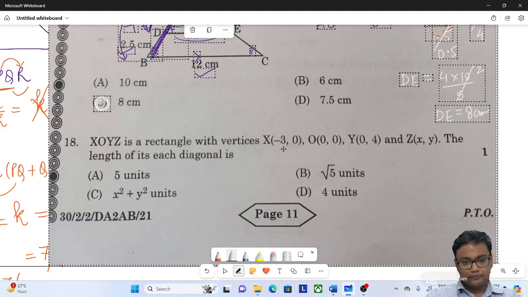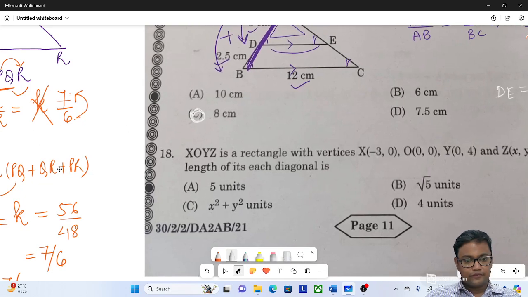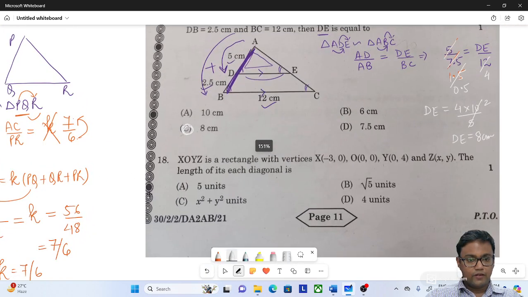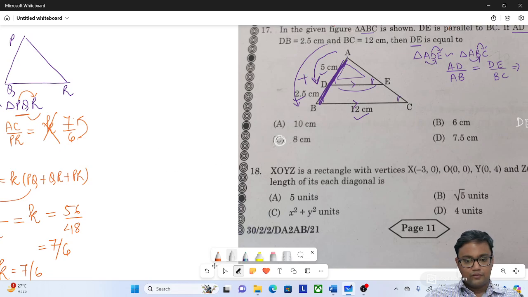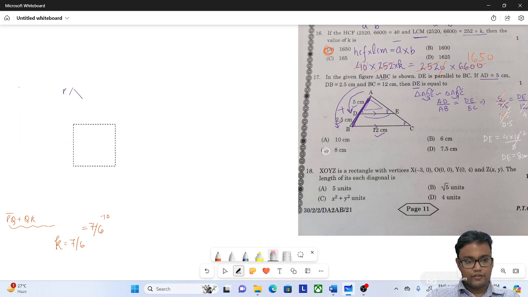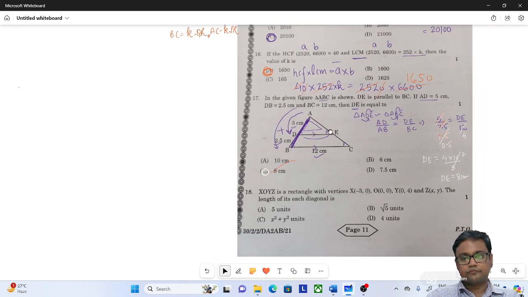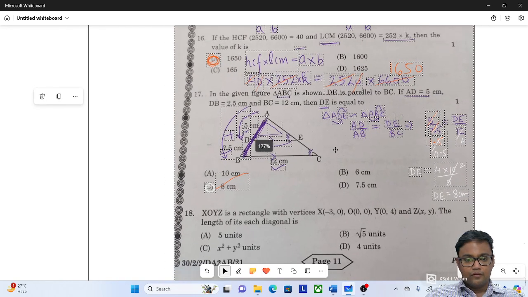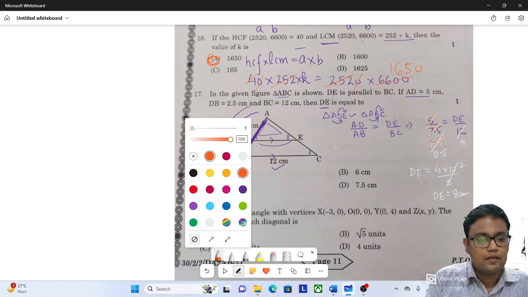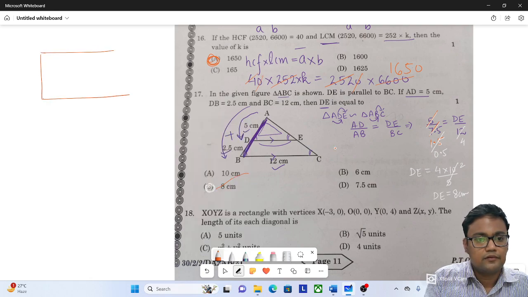XOYZ is a rectangle. Good. It is a rectangle given to us. So why not do it somewhere else? We don't require this portion. So, let us erase everything which lies here. XOYZ is a rectangle with vertices. So, let us draw the rectangle first. X, O, Y, Z.